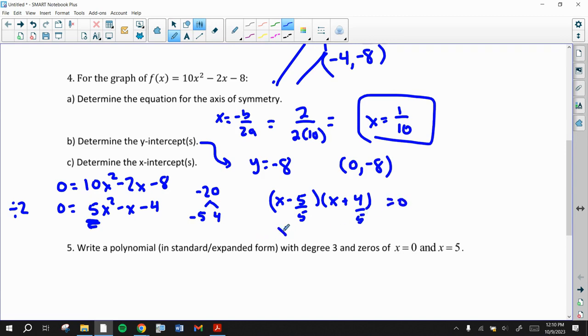So I have x minus 1 and 5x plus 4 equals 0. So set each factor equal to 0. The x-intercepts are x equals 1 and x equals negative 4/5.